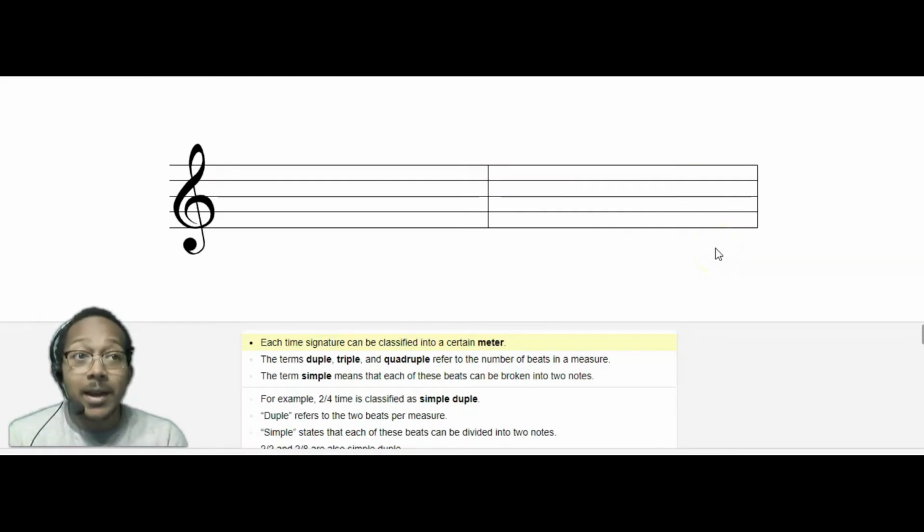Once we understand how to figure out and read time signatures, we then can classify them into 2 categories. The terms duple, triple, and quadruple refer to the number of beats in the measure. Again, looking at that top number. The term simple means that each of these beats can be broken down into 2 notes. Let's look at an example.